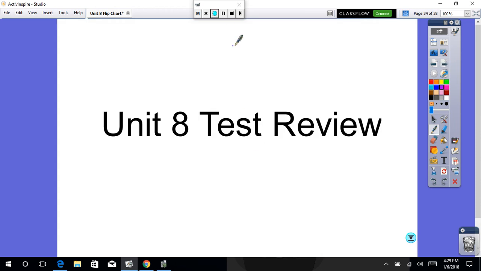And that is it. Okay, you will have 2 days to work on the test review, and when I go over it, I'm going to go over it in 2 different sections. I'm going to do 1 through 10 one day, and the next 10 the next day.